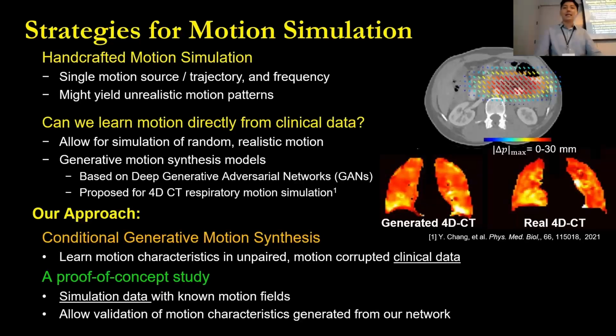We hypothesized that a synthesis model based on generative adversarial networks can be used to learn the motion characteristics presented in unpaired motion-corrected clinical data. The scope of this work is a proof of concept study, which we studied on highly controlled simulation cases with known motion fields. These known motion fields allow validation of the motion patterns generated from our model and demonstrate our solution's potential moving forward to clinical cases.